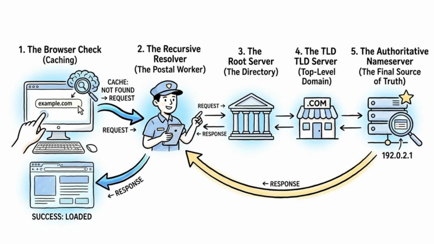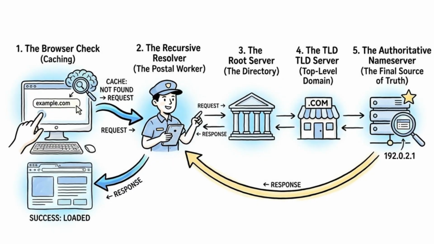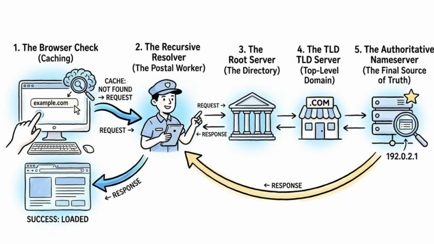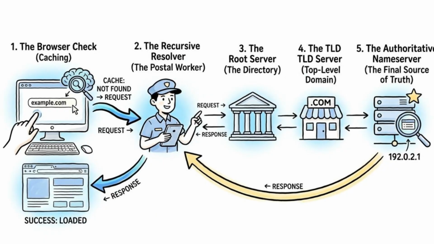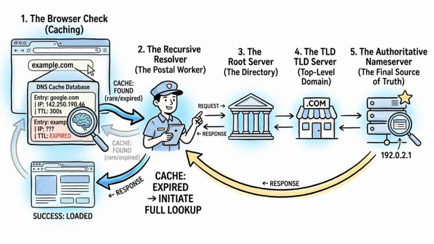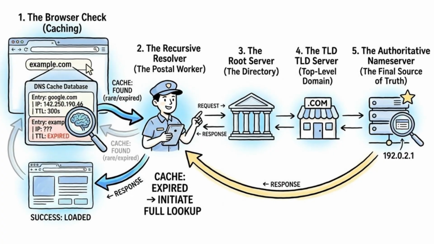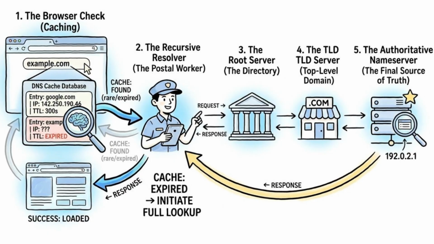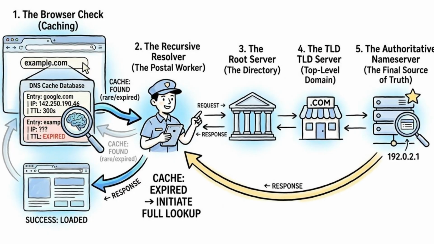Let's look at what happens when you type in a URL, step by step. What happens in the background when you type example.com into your browser? It happens in milliseconds, but it's actually a multi-step game of hot potato. The browser check. First, your computer checks its own memory. Have I visited example.com recently? If yes, it already saved the IP address and loads the page instantly. This shortcut is called caching.